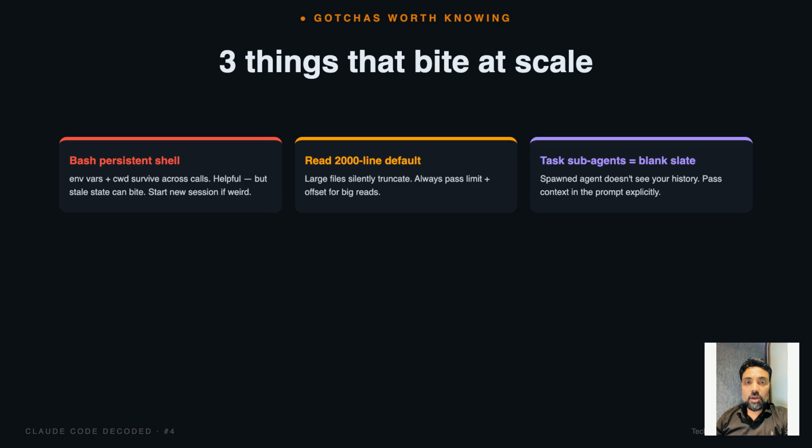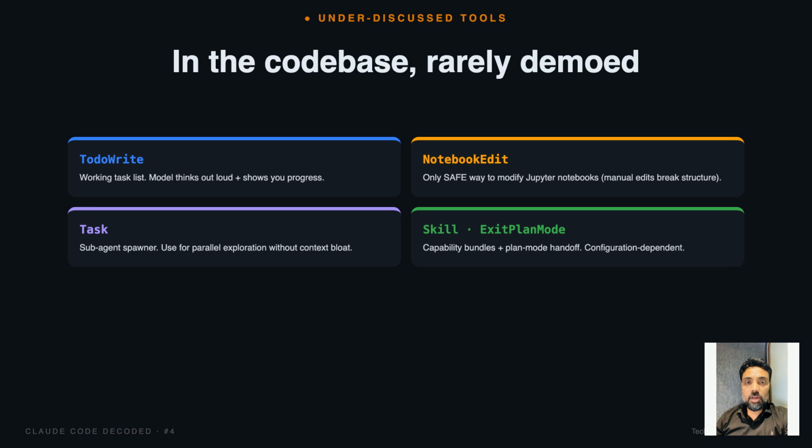Pattern 3, parallel dispatch makes some tools way more useful than others. Read, grep, glob, WebFetch, all read only, all safe to fire in parallel. The loop fans them out. The result is if you ask Claude to summarize a code base, it can read 50 files concurrently. That's why Claude Code feels fast on exploration. Edit and bash are serial by design because they have side effects you wouldn't want overlapping.